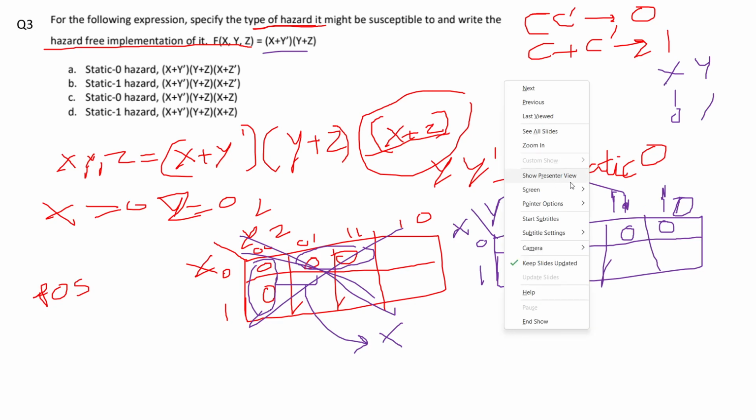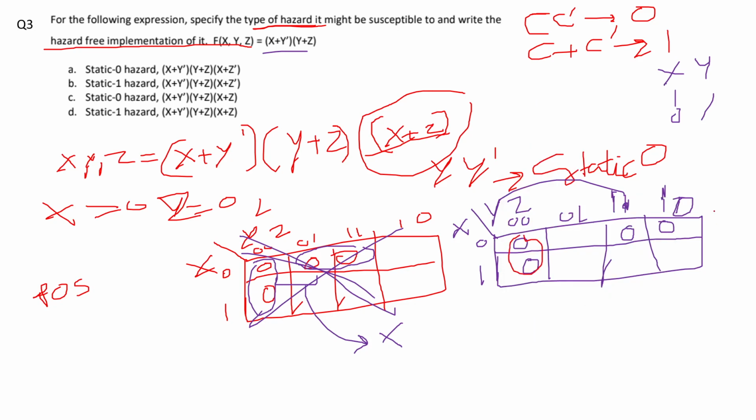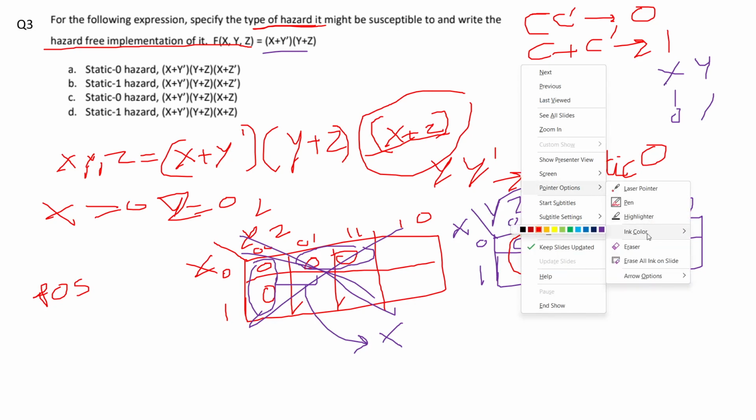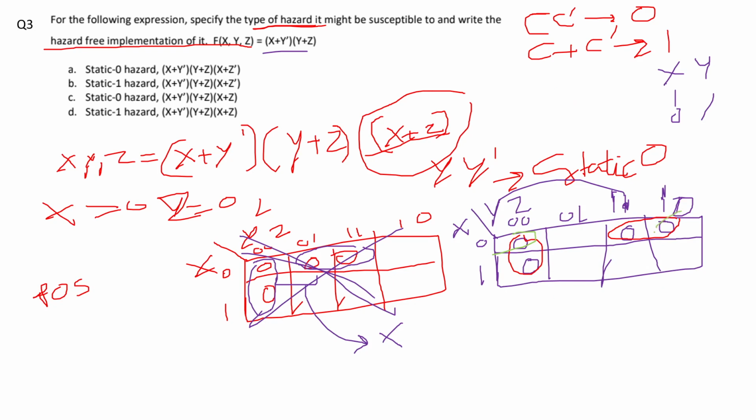So these two terms were there, but this and these two adjacent zeros were not covered by a common group, so we need to add this. So this is x equal to 0, which means x, and y is changing, and then we have z, x plus z. So this needed to be multiplied here. So we have this product here. So we have a static 0 hazard, and this x plus z needs to be inserted. So static 0 hazard is these two options, and x plus z needs to be added.